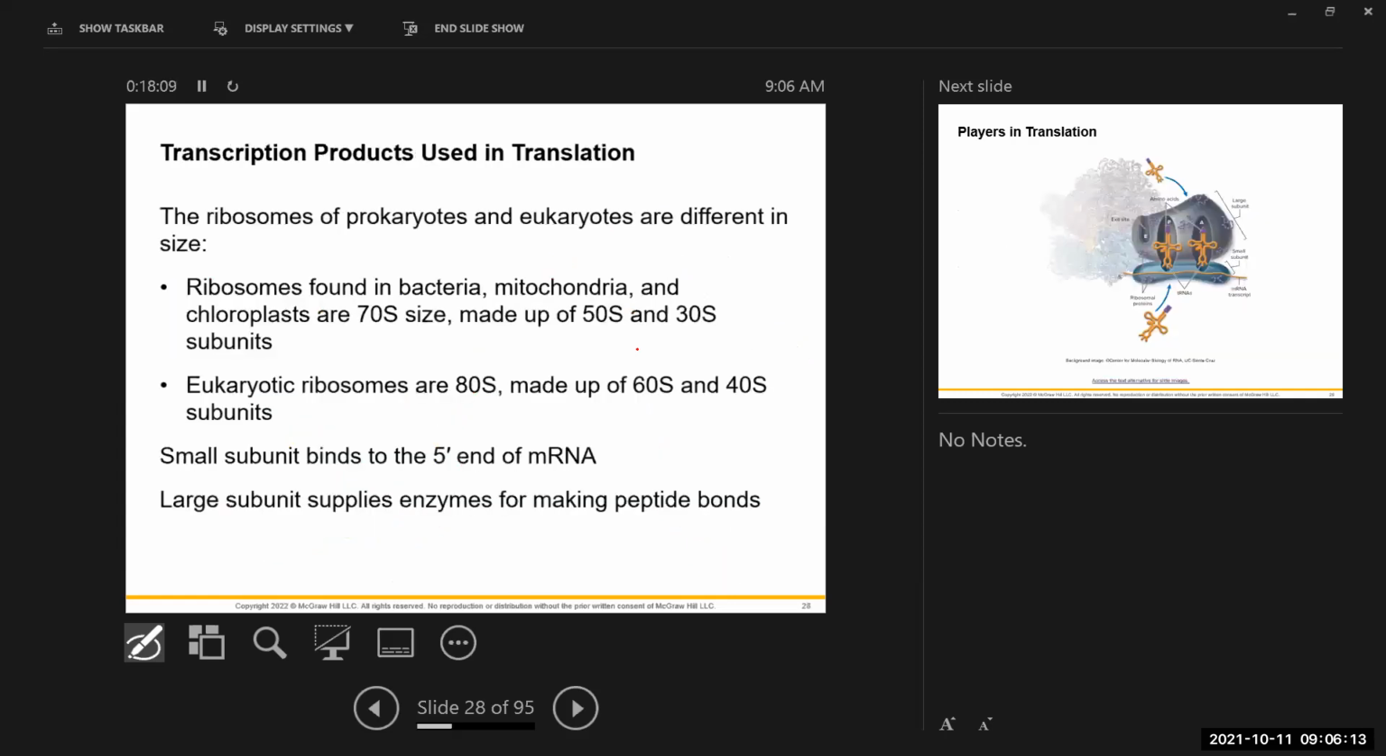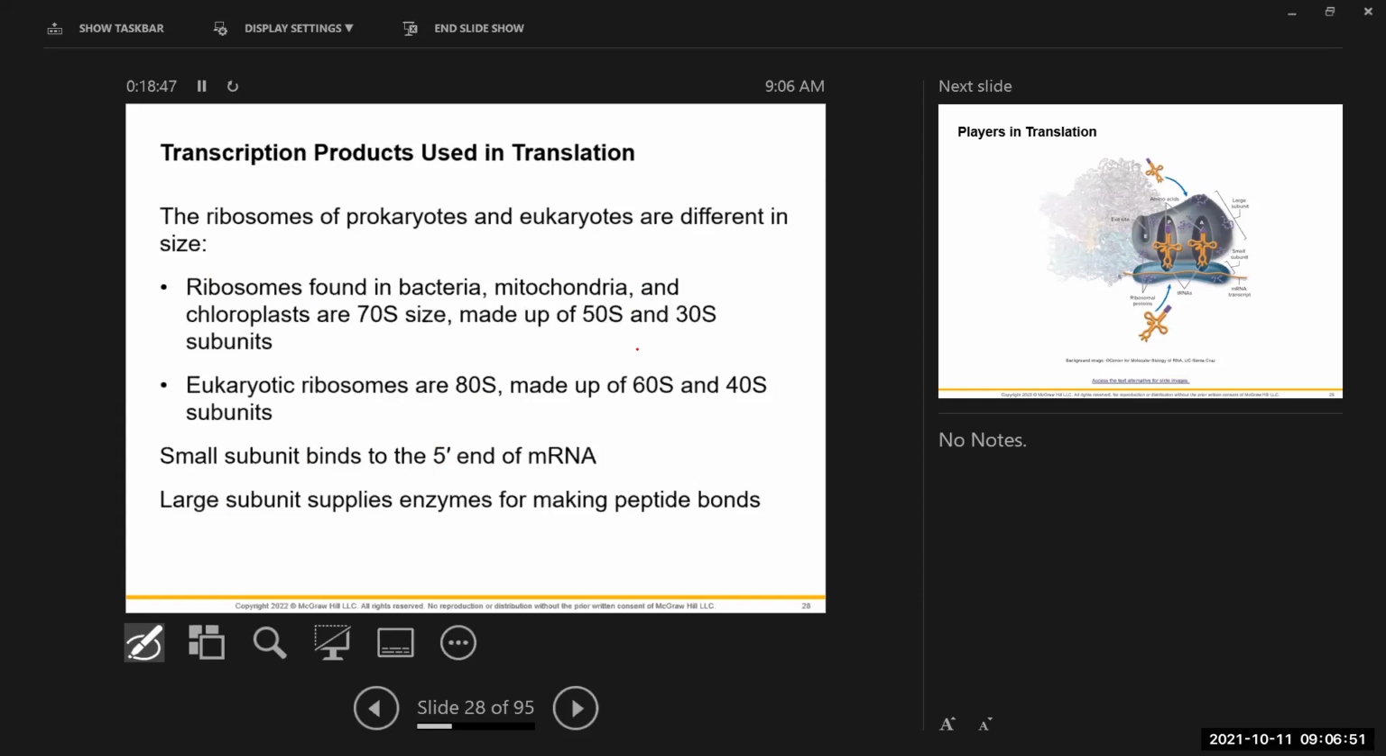Now, your ribosomes between eukaryotes and prokaryotes have a similar structure, but they're different. They're different sizes. Ribosomes in bacteria, ribosomes in mitochondria, and chloroplasts, yes, mitochondria and chloroplasts have ribosomes. The ribosomes in mitochondria and chloroplasts, again, are very eerily bacterial looking. They are so-called 70S.